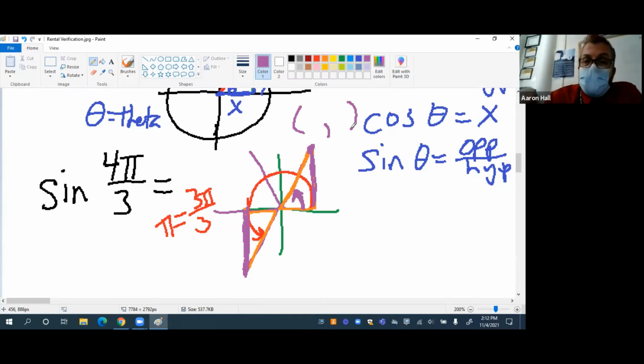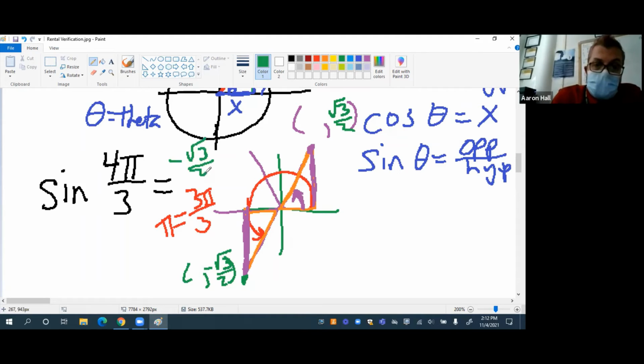All right, what is the y value here? Yeah, this is going to be the square root of 3 over 2, which means that for this point right here, our y value is what? Yeah, negative the square root of 3 over 2. So that's my answer. Negative the square root of 3 over 2.